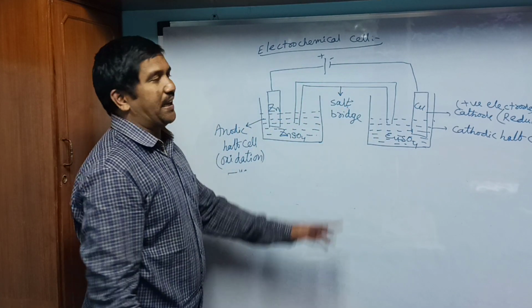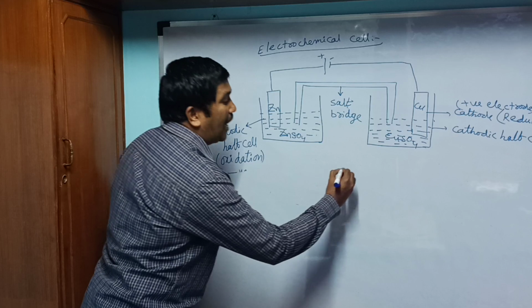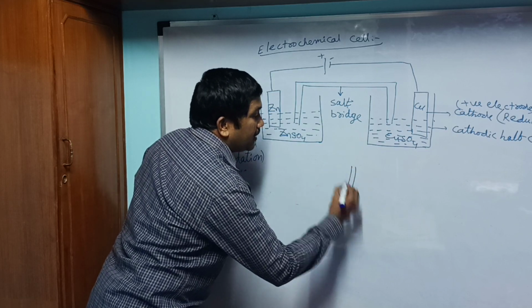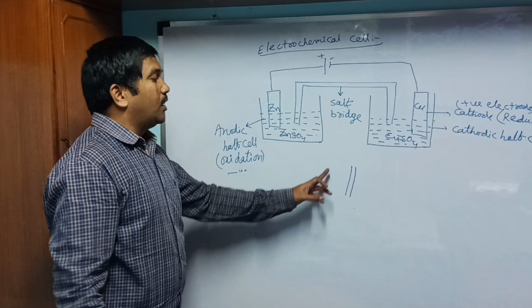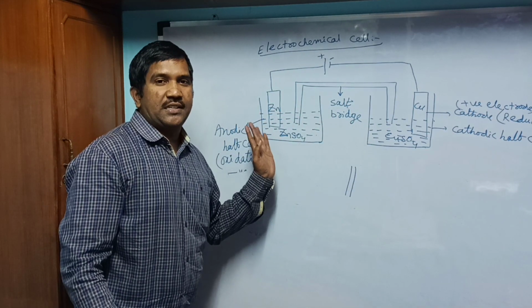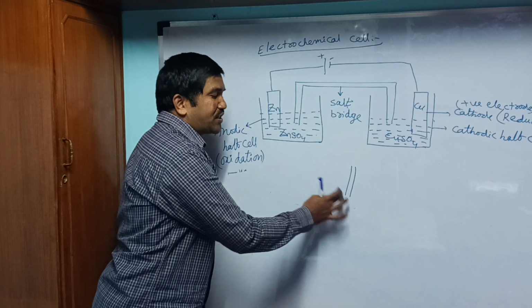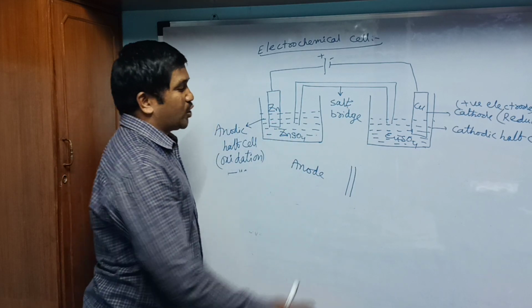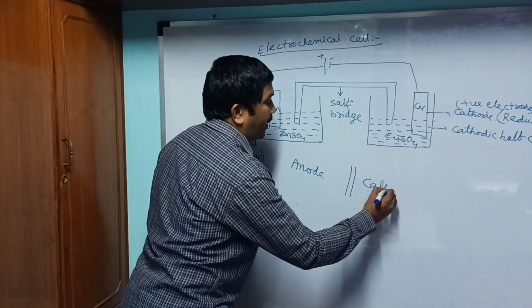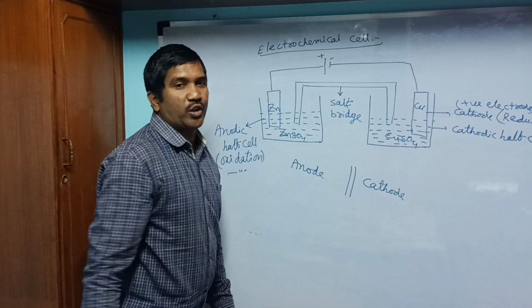In this electrochemical cell, we are using a salt bridge. The salt bridge is denoted with two vertical lines. This salt bridge is especially used to separate the half cells. Here, on the left side of the salt bridge is the anodic half reaction, and on the right side of the salt bridge is the cathodic half reaction.